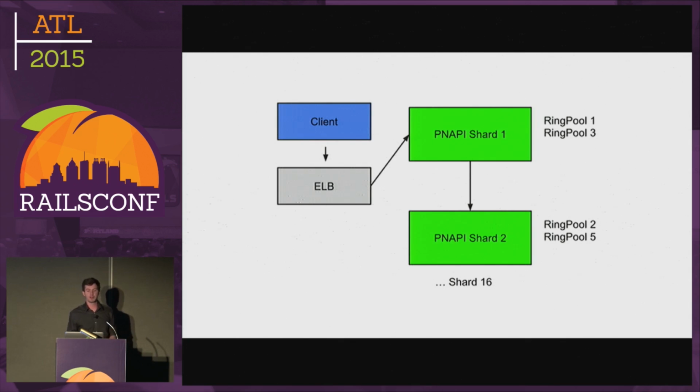Initially, we implemented what we called the watchdog. It would monitor the API shards and react quickly to reassign ring pools if one shard stopped responding. However, we didn't like the complexity in that design. I mean, who's going to watch the watchdog?